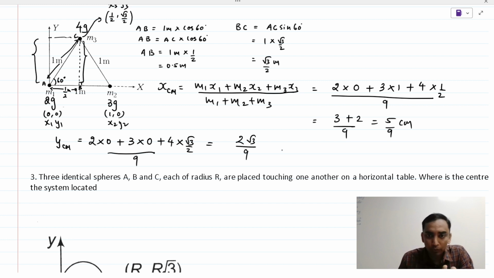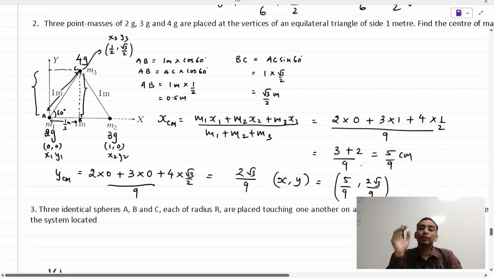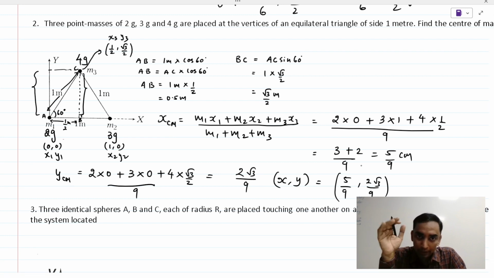Okay, so simply I don't want to rationalize any number. So x comma y of the center of mass is equal to, x coordinate is 5 by 9 and 2 root 3 by 9 are the coordinates of the center of mass. Again I am saying this answer will differ if you interchange the position of the balls. Correct. But I just wanted you to understand how to find out the coordinates of the particle having mass m3.